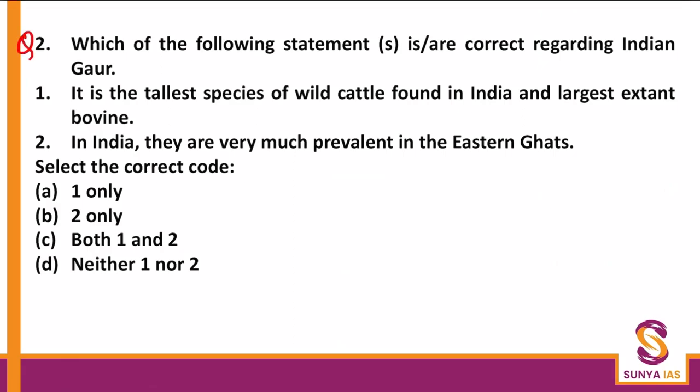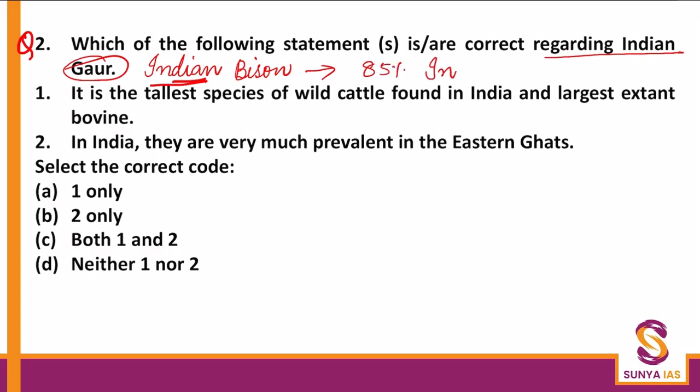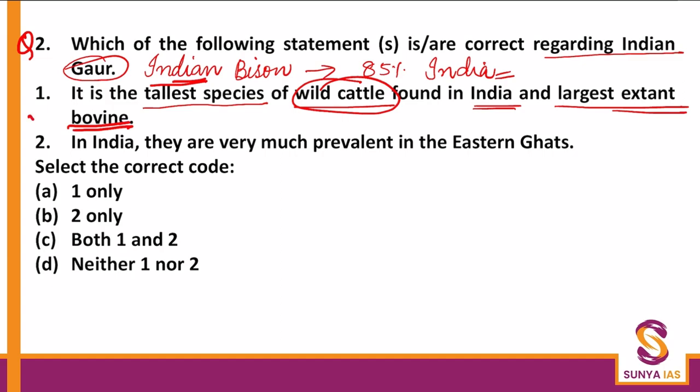Question number 2. Which of the following statements are correct regarding Indian gaur? Indian gaur is also known as Indian bison. The important thing about Indian bison is that 85% of its population is found only in India. It is native to South and Southeast Asia, we all know. Let's see the statements. It is the tallest species of wild cattle found in India, and the largest extant bovine. Largest extant bovine, okay? This statement is true. I have discussed it in detail in the lecture.